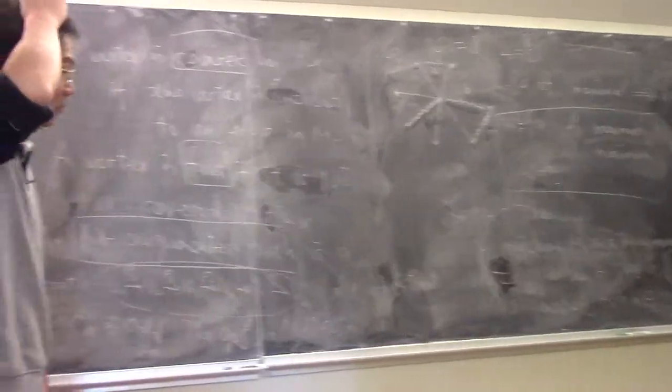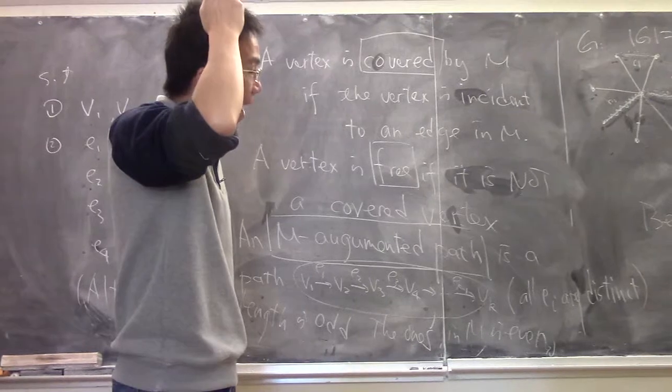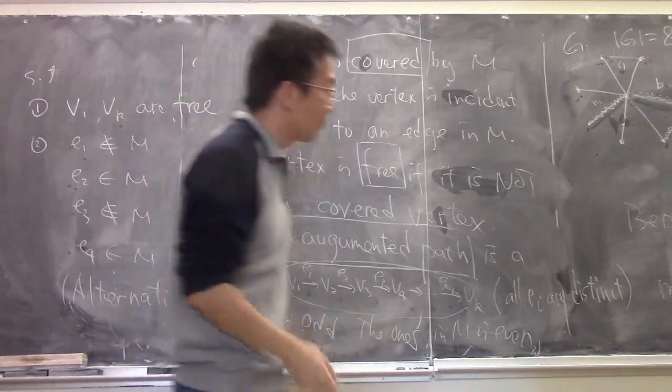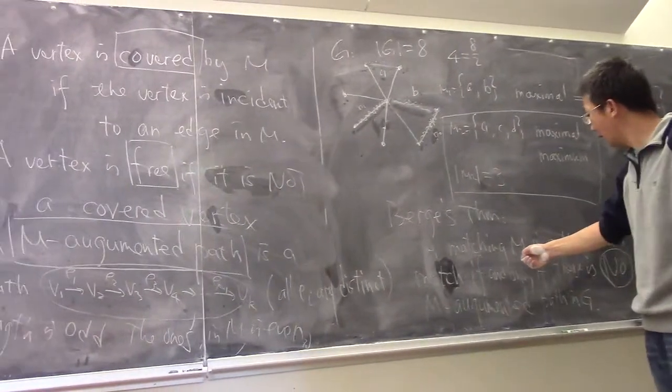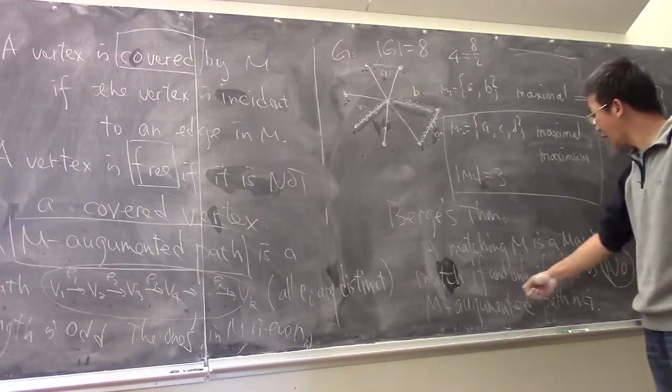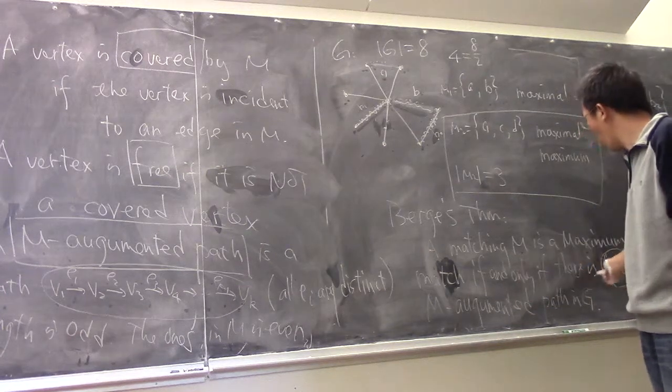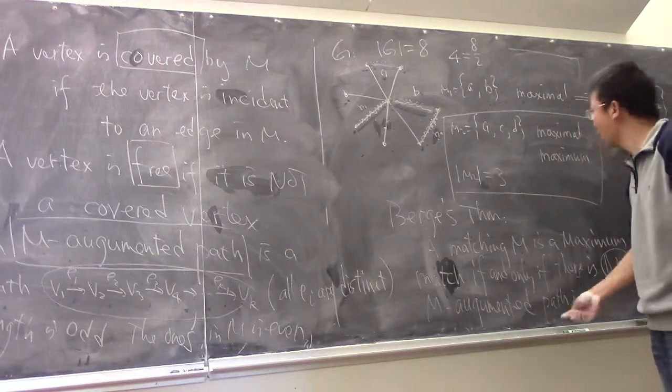Okay, so that's how we are able to tell a matching is a maximum. This gives an easy corollary, an easy way to tell a matching is maximum: if and only if you are not able to find an M augmented path.